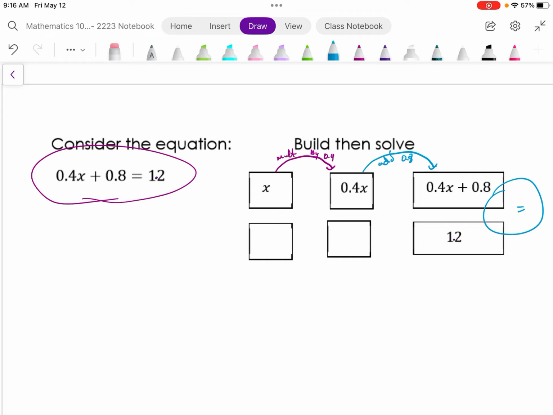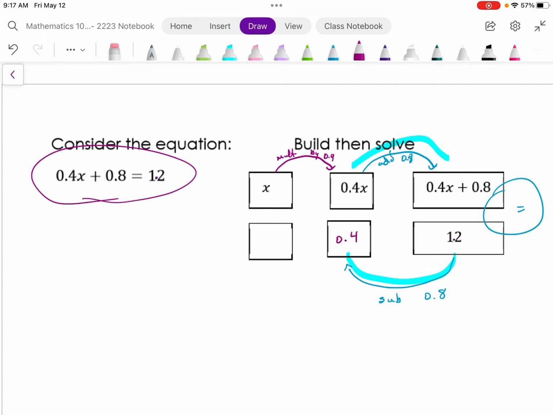And that's my equation. Now that I have 1.2, well, I'm going to work backwards just like before, and I need to do the inverse of this operation. The inverse of adding 0.8 is subtract 0.8. And what we have here is 1.2 subtract 0.8 would give me 0.4.